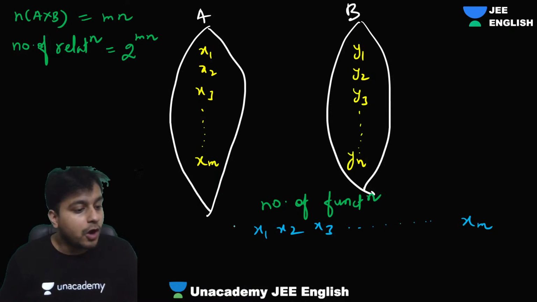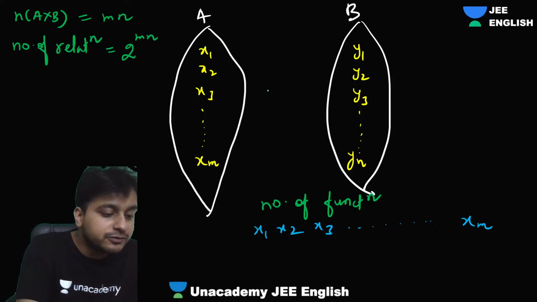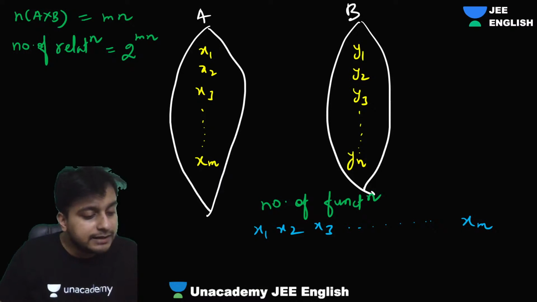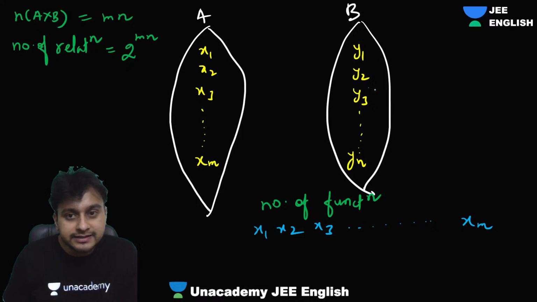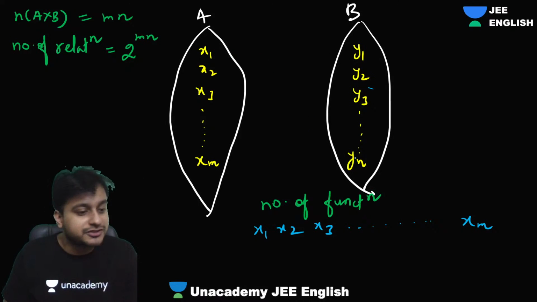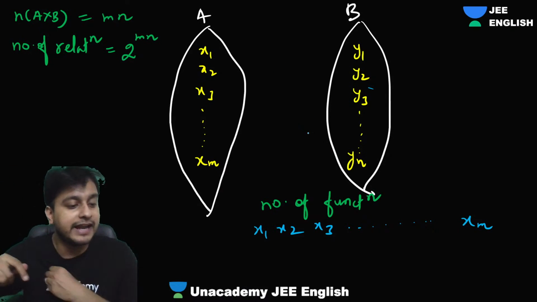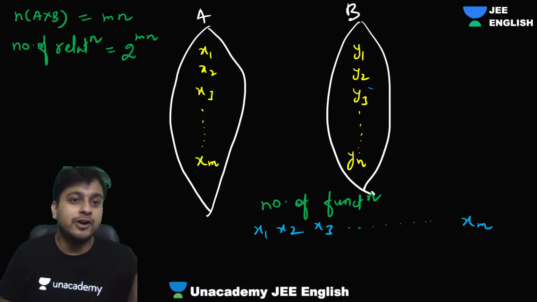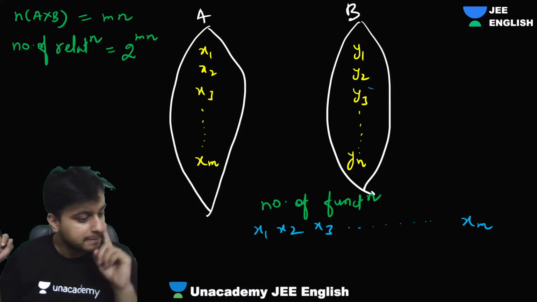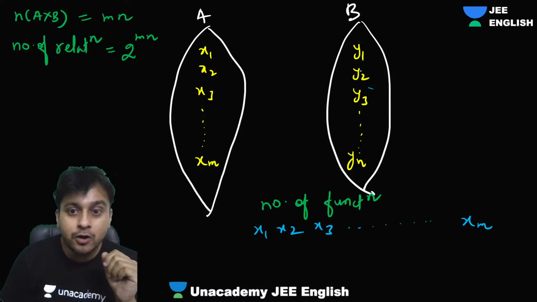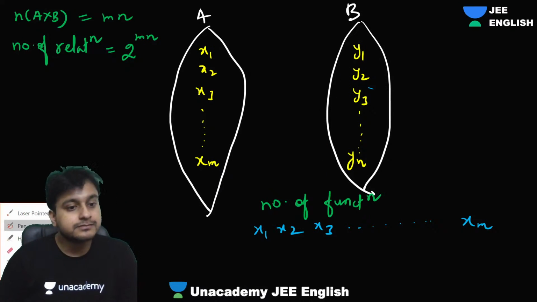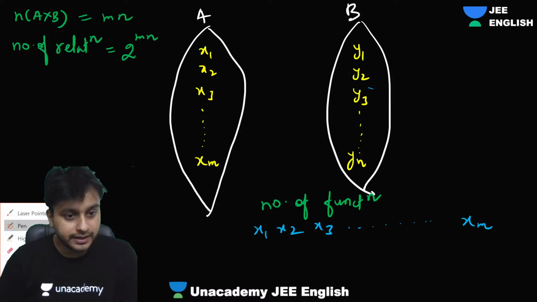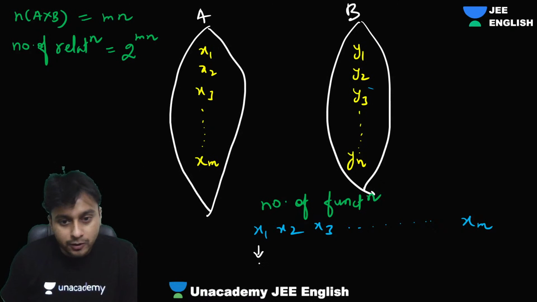So how many elements can this X1 map with? How many options does it have? Remember, we derived it the same way before: how many options, 2, 2, 2, 2. That's why we got 2 to the power n as the number of subsets. So guys, X1 has n options. It can be mapped with n objects.